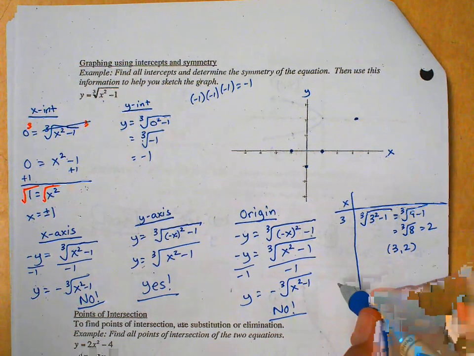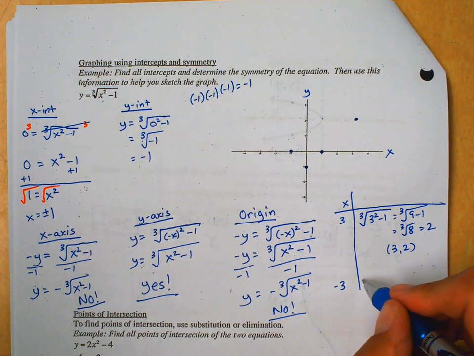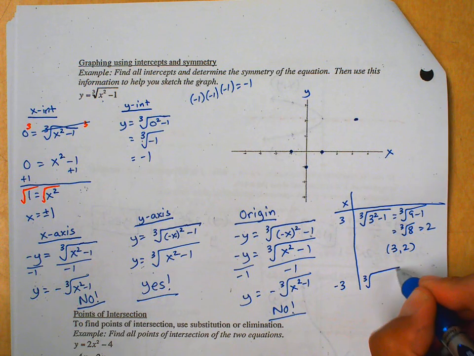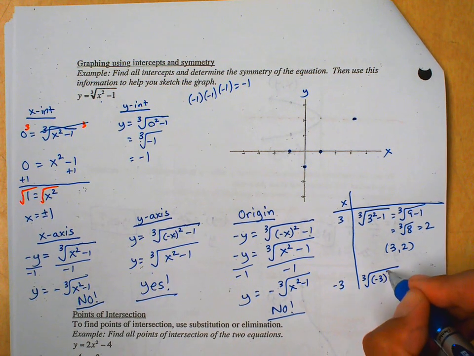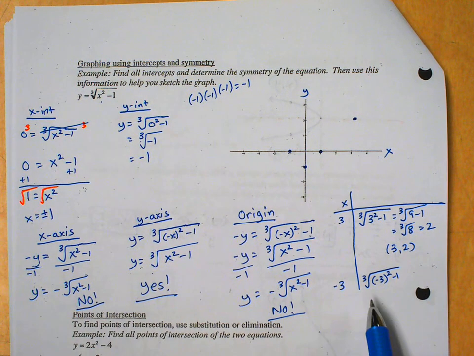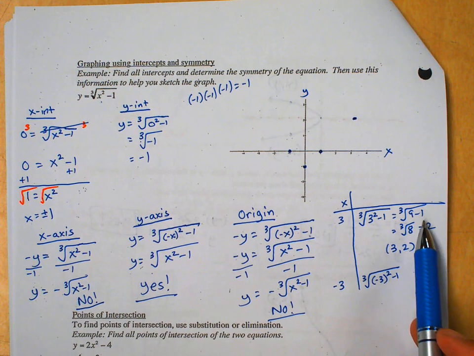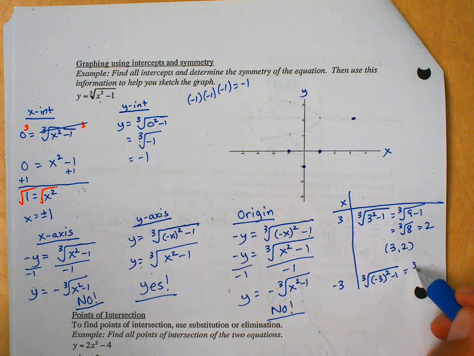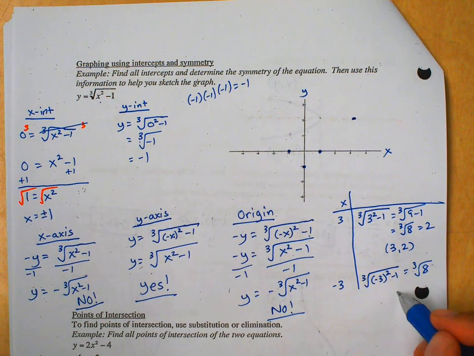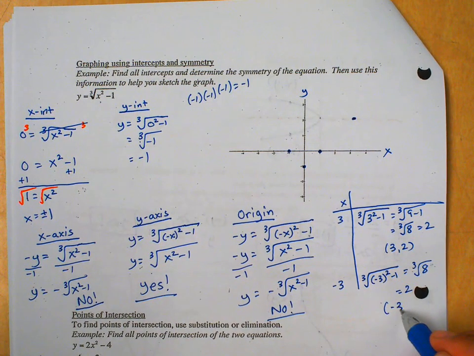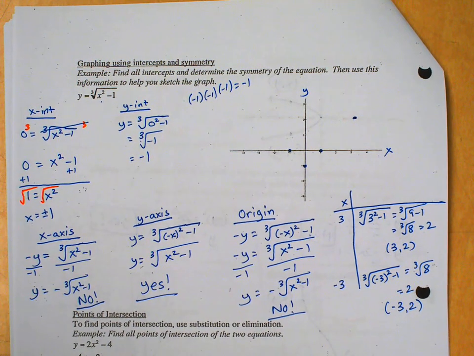If I plug in negative 3, it would be the third root of negative 3 squared minus 1. And I can tell that's going to give me the same thing. It's going to give me 9 minus 1 again, the third root of 8, which is still equal to 2. So we have negative 3, 2.